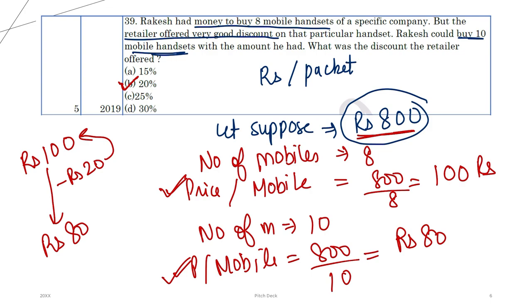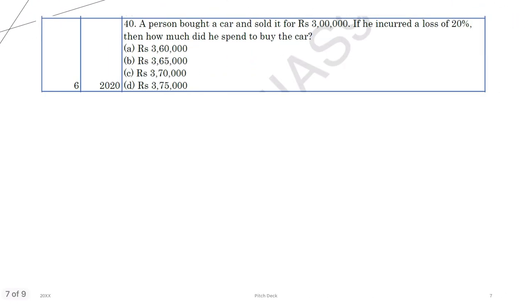Question number 6. A person bought a car and sold it for 3 lakh rupees. So cost price is something we don't know. Selling price is 3 lakh. I hope this is clear. And loss is 20%. Right?